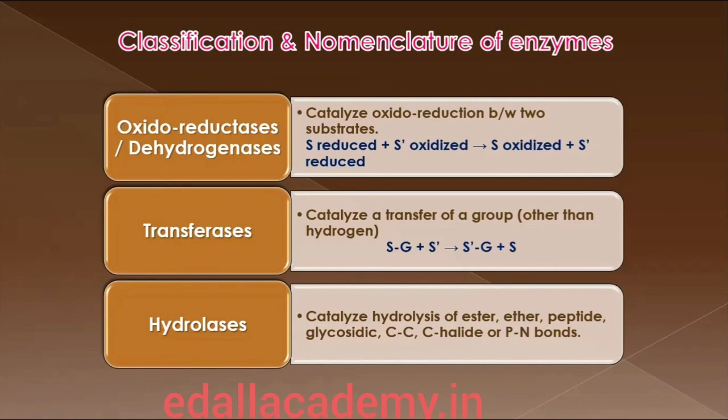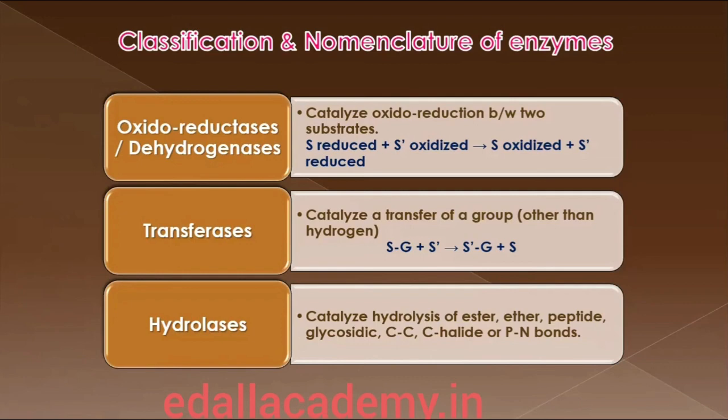Classification and nomenclature of enzymes. Thousands of enzymes have been discovered, isolated and studied. Most of these enzymes have been classified into different groups based on the type of reactions they catalyze. Enzymes are divided into 6 classes, each with 4 to 13 subclasses and named by 4-digit numbers.